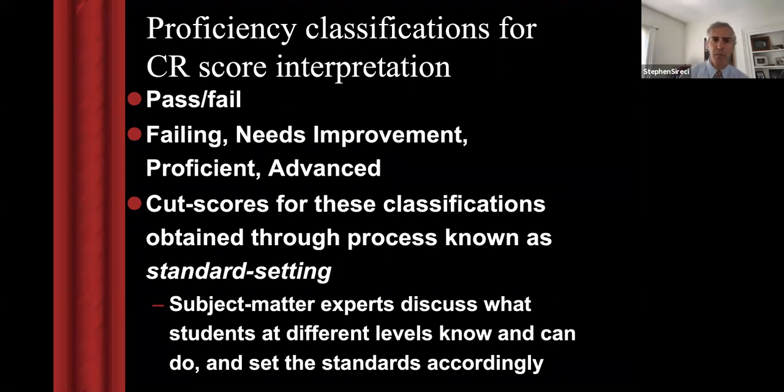So some examples of proficiency classifications based on criterion reference tests would be pass, fail, failing, needs improvement, proficient, advanced, formerly used in Massachusetts. So these cut scores on the test that are used to put students into these different categories are obtained through the process known as standard setting. And in standard setting, we use subject matter experts to figure out what students at different levels actually can do, what they know, and then they set the standards based on what the test is measuring accordingly.